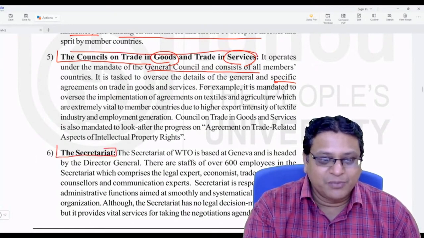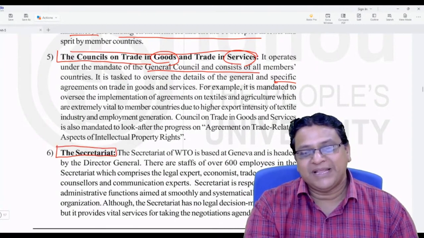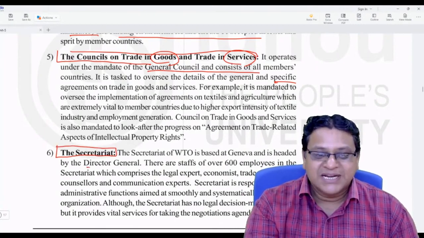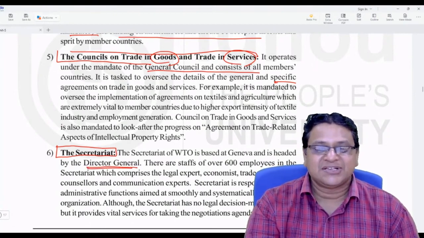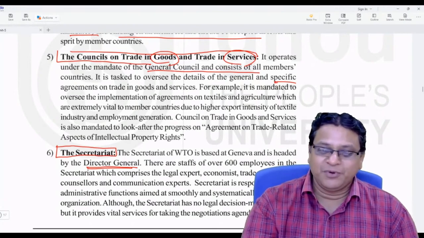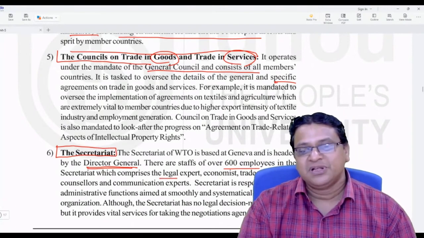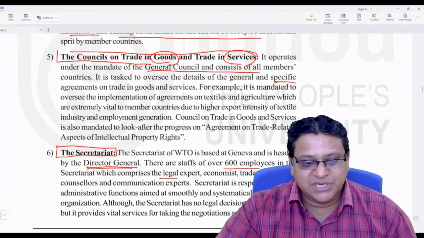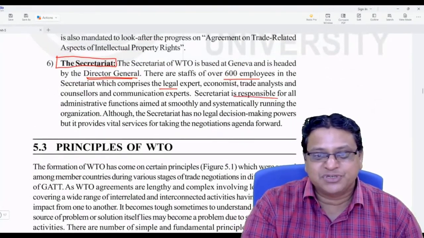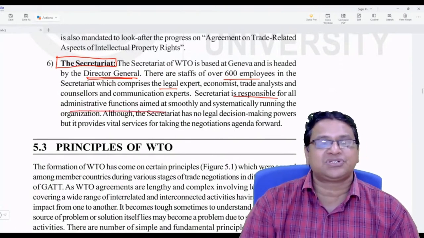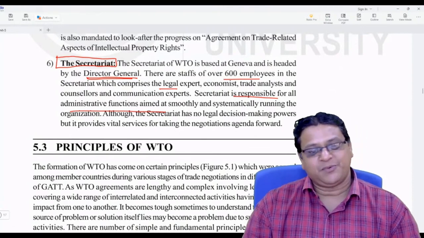The next important body in case of WTO is known as the secretariat. We know that WTO is a huge organization, and it is headed by a secretary known as the Director General. The Director General heads the secretariat of WTO, and in WTO there are more than 600 employees, consisting of legal experts, economists, trade analysts, counselors, communication experts, etc. The secretariat is responsible for all administrative functions of WTO. So these are certain constituents of WTO.